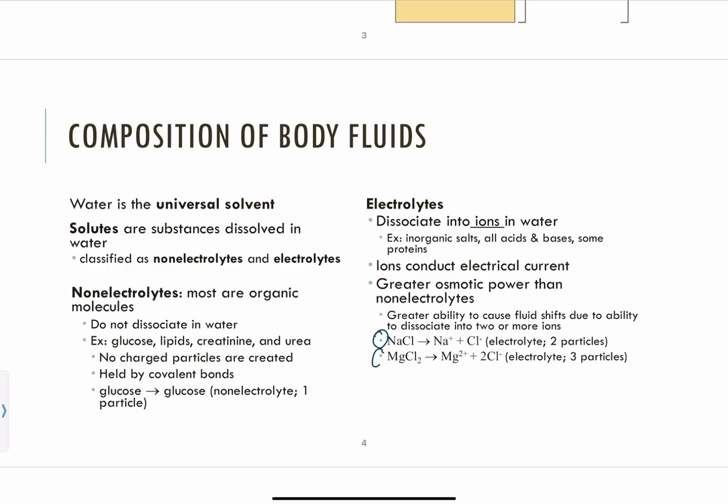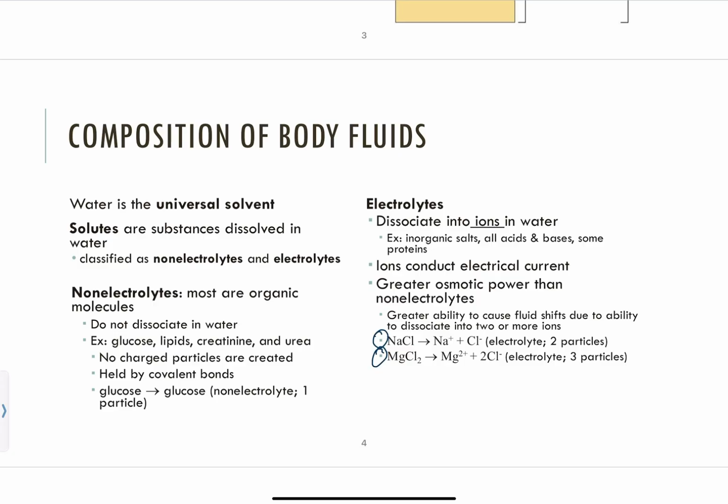Same thing if we take a look at magnesium chloride. It's also held together by an ionic bond. So when we put magnesium chloride into water, it will cleave the ionic bonds and break them, so we dissociate all the atoms. We actually end up with three different particles or ions: a magnesium ion and two chloride ions. Because of that, magnesium chloride would be considered to have the greatest osmotic power because we are producing more particles when placed in water.